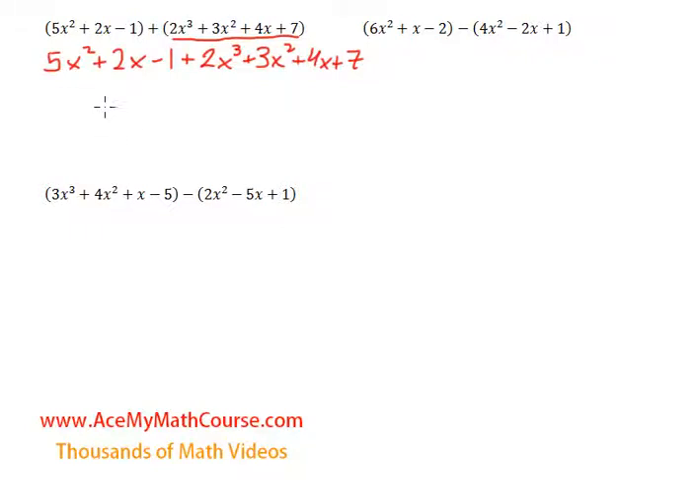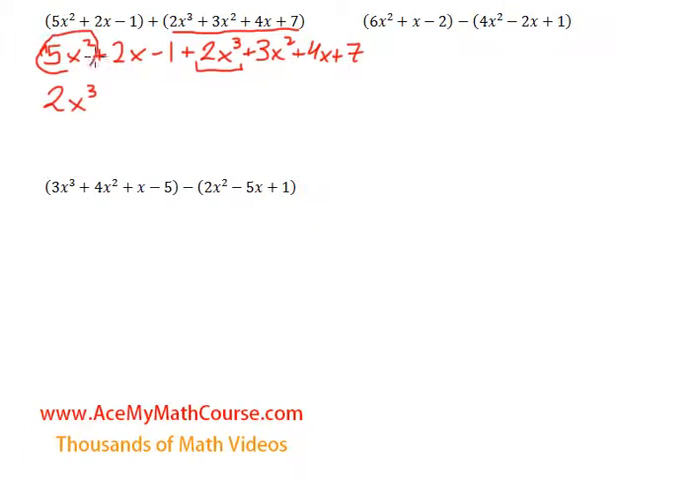Then we can just add like terms. So we have 2x cubed. There are no other terms with an x cubed, so I'm just going to copy it down. What about x squareds? We have two terms with an x squared. 5x squared and 3x squared. 5 plus 3 is 8. So if we add them, we get 8x squared.